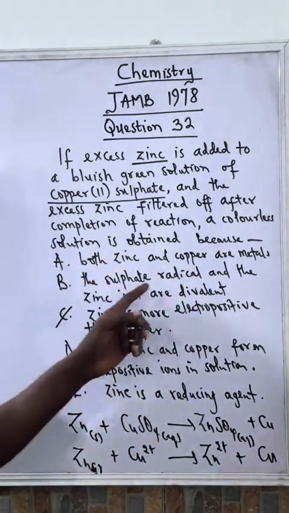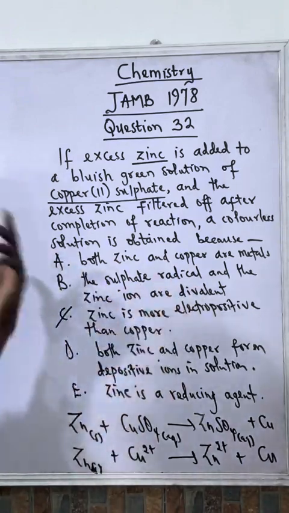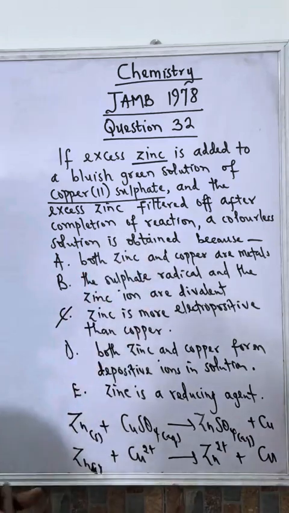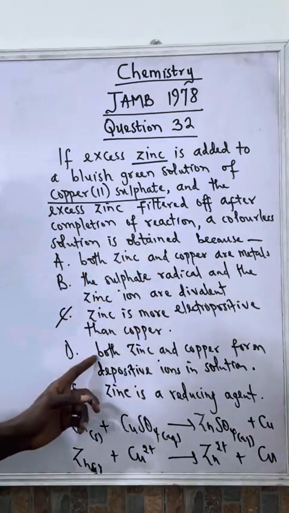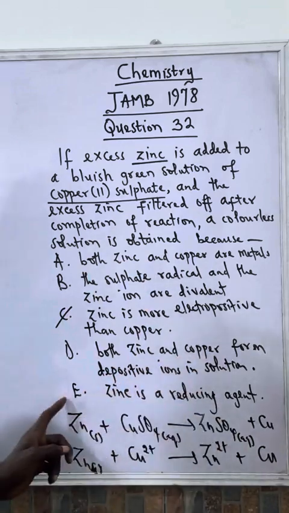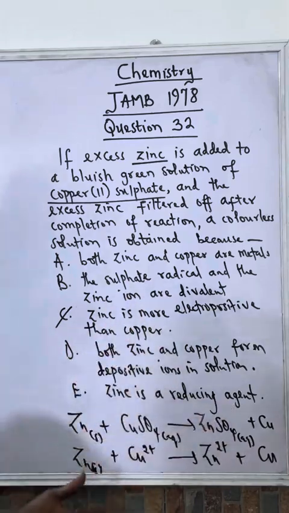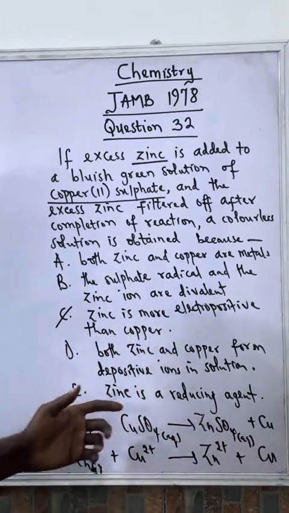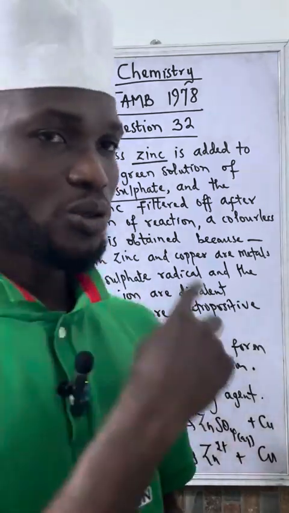Check the other one: the sulfate radical and the zinc ion are divalent. Fine, but that's not the reason. The fourth one, both zinc and copper form dipositive ion, is not the reason. Zinc is a reducing agent. Fine, it's a reducing agent, but that's still not the reason. So the correct answer is C.